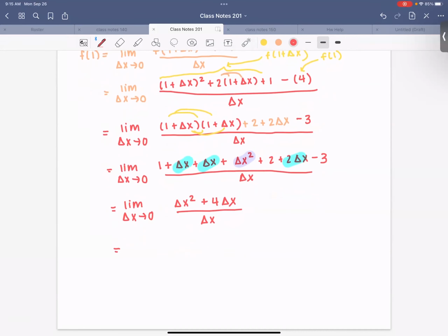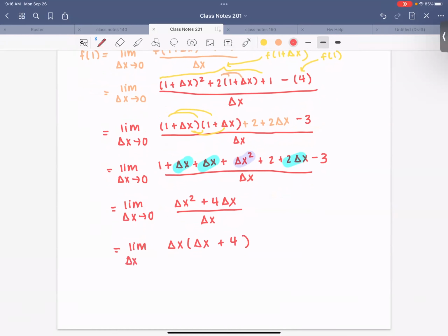Is there a way I can factor the top? Yeah. How do I factor it? Take out delta x from the top. Good, so delta x, and what am I left with on the inside? Delta x plus 4. Good. So just like factoring any polynomial, except that we have delta x instead of x.